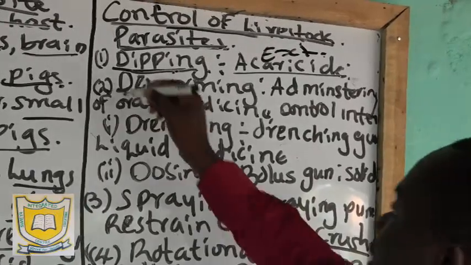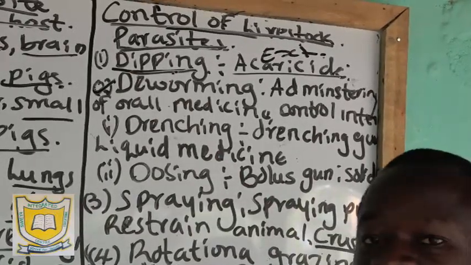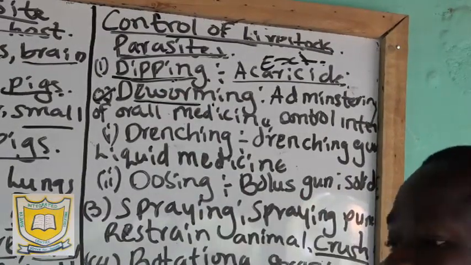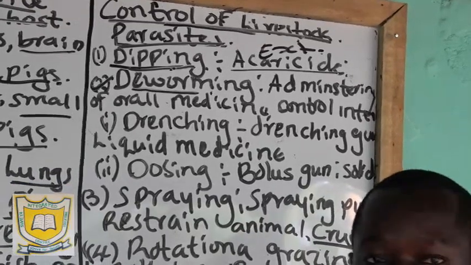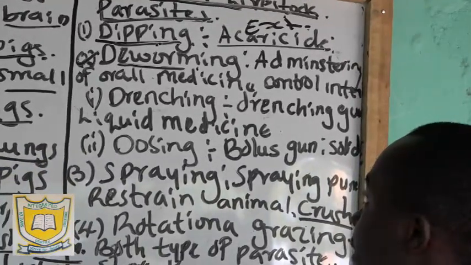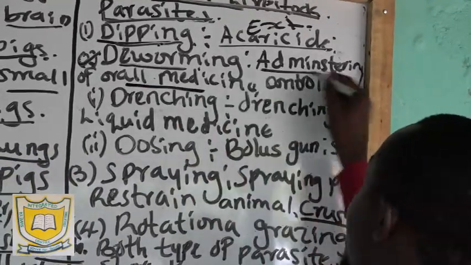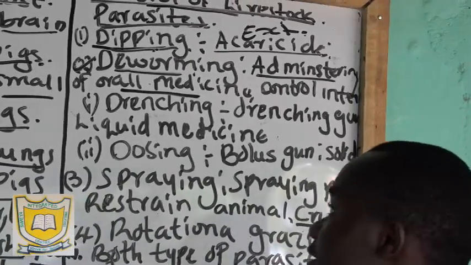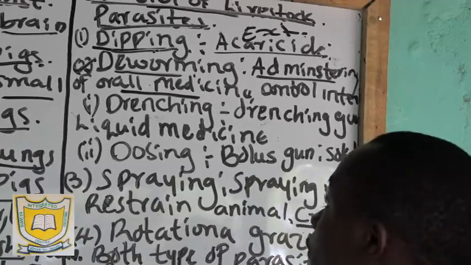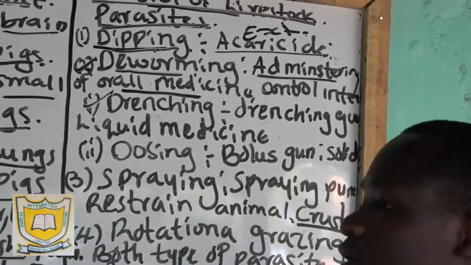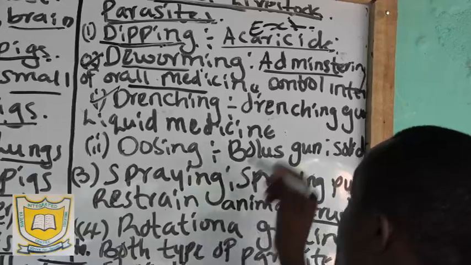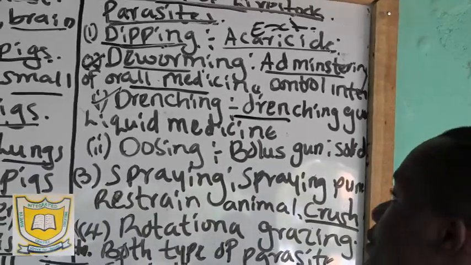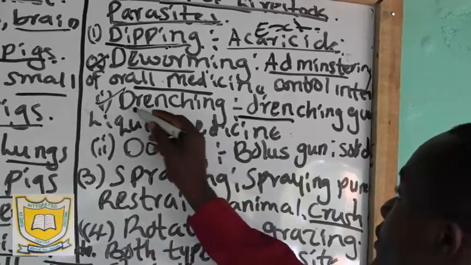Now, when we move to another example of control of these livestock parasites, we have what we call deworming. Deworming is just administering or giving oral medicine to the animal. There are different ways that we can give this medicine. Number one, we can carry out what we call drenching. Drenching is used for giving out liquid medicine to the animal.